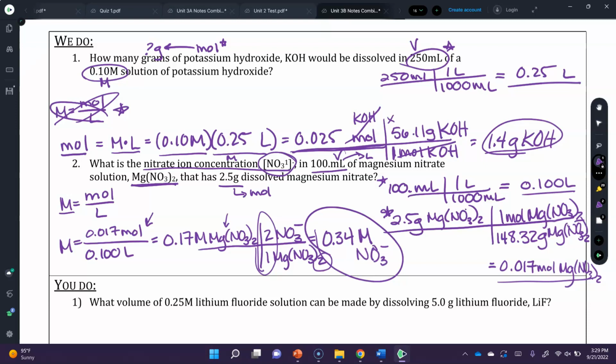So using this information, these 4 examples, you are going to complete the you do questions through 6. Okay, check your work, have it done. Thank you guys.